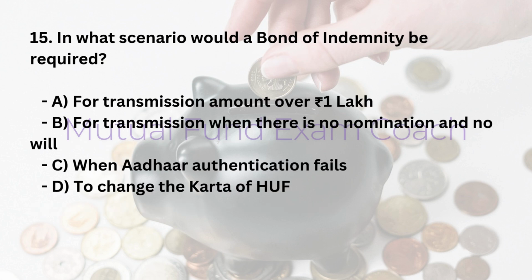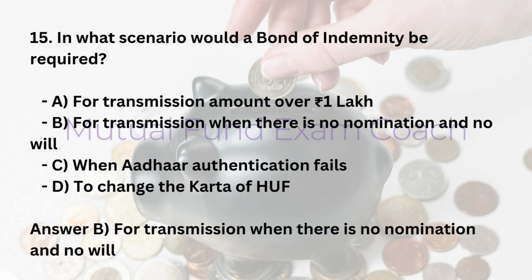15. In what scenario would a bond of indemnity be required? A. For transmission amount over 1 lakh. B. For transmission when there is no nomination and no will. C. When Aadhaar authentication fails. D. To change the Karta of HUF. Answer B. For transmission when there is no nomination and no will.